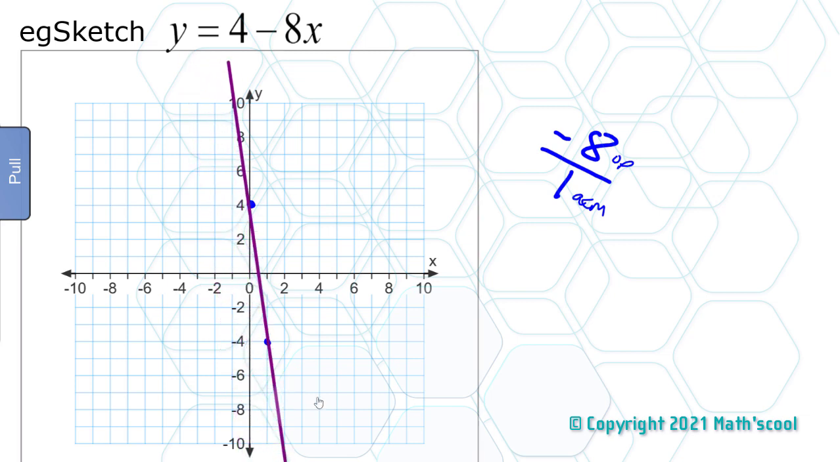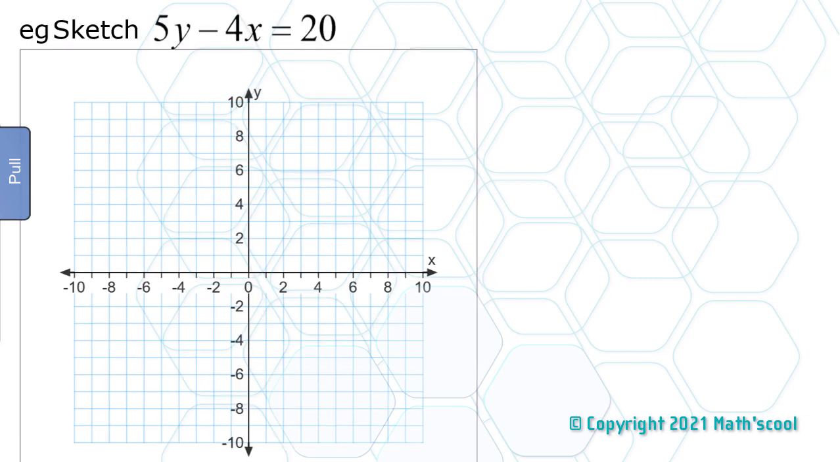Okay, so there's my line. I didn't even quite get it steep enough. In this form, I don't want to have to bother to make y the subject. So for this, we'll switch to the method where we find the root and the y-intercept. And again, it's going to be quite easy to find the root.